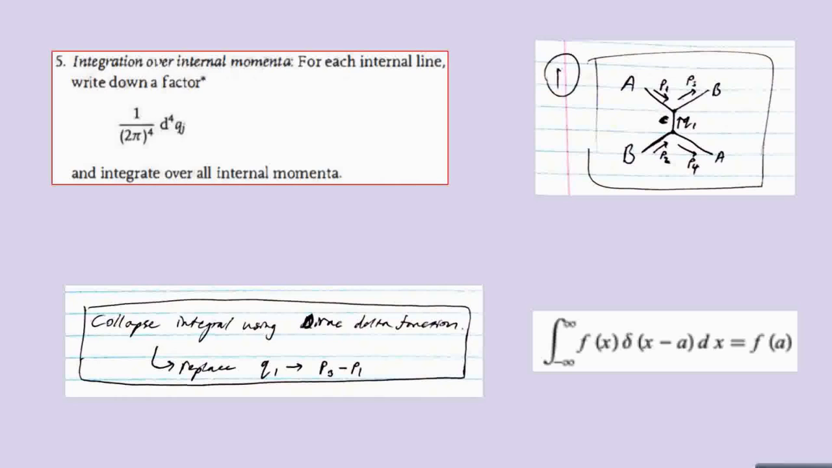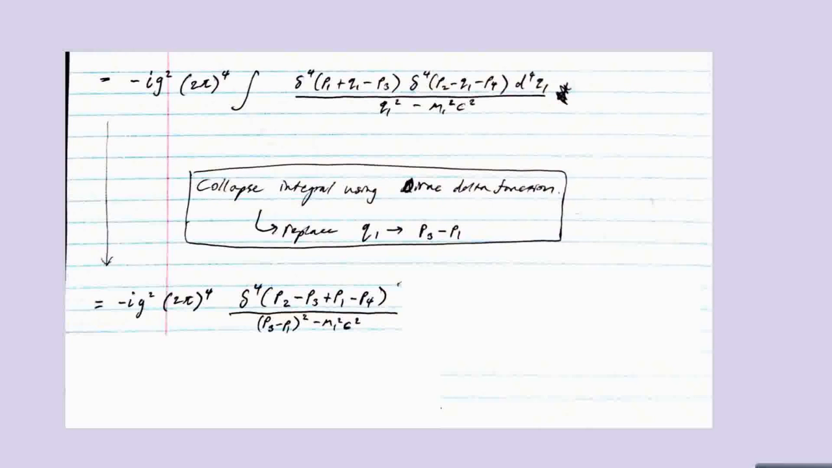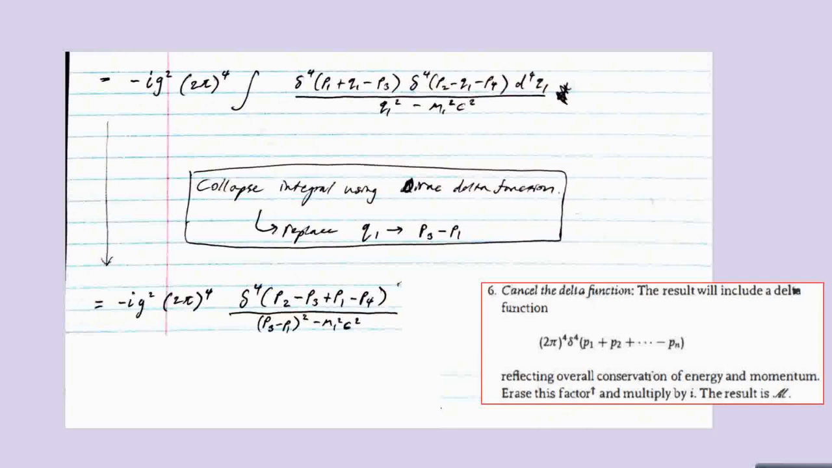So what does it look like once we apply the Dirac delta function trick? We get the expression on the bottom, and the Dirac delta function is really nice because it kills off the integral, and now we are left with the last expression. At this point we can go to step 6 of our recipe, which is the final step, to cancel the remaining delta function. Step 6 tells us that the result will include a delta function, 2 pi to the 4 delta to the 4 of p1 plus p2 all the way to pn, and this reflects the overall conservation of energy and momentum. And so step 6 says just erase it.